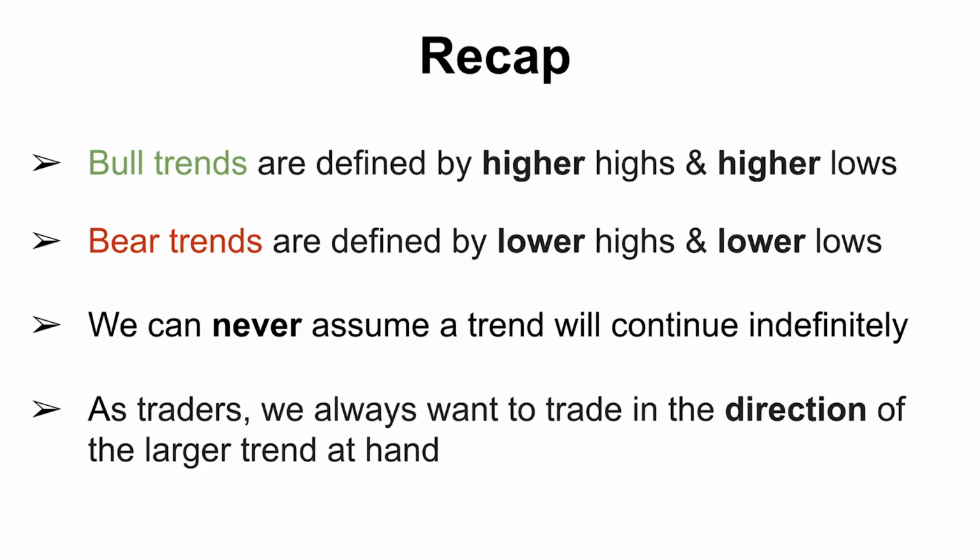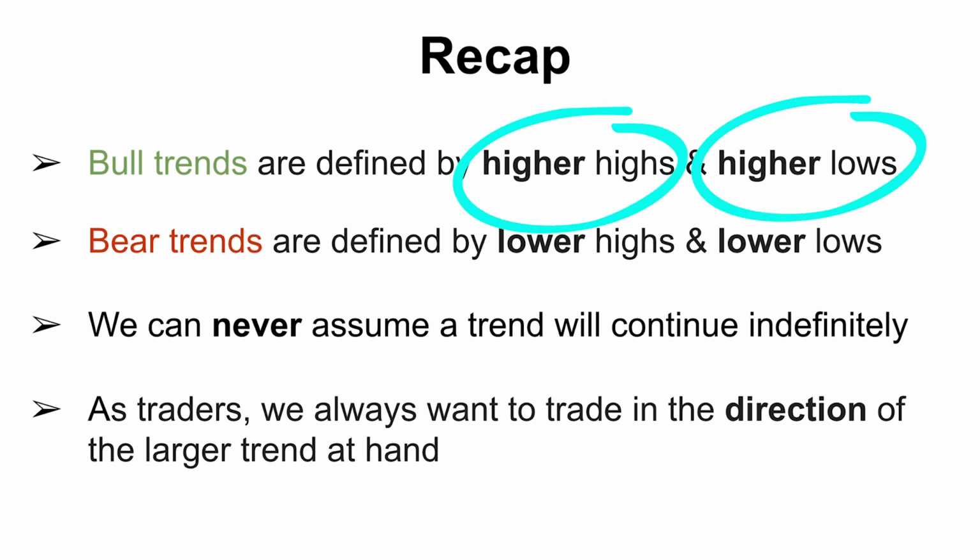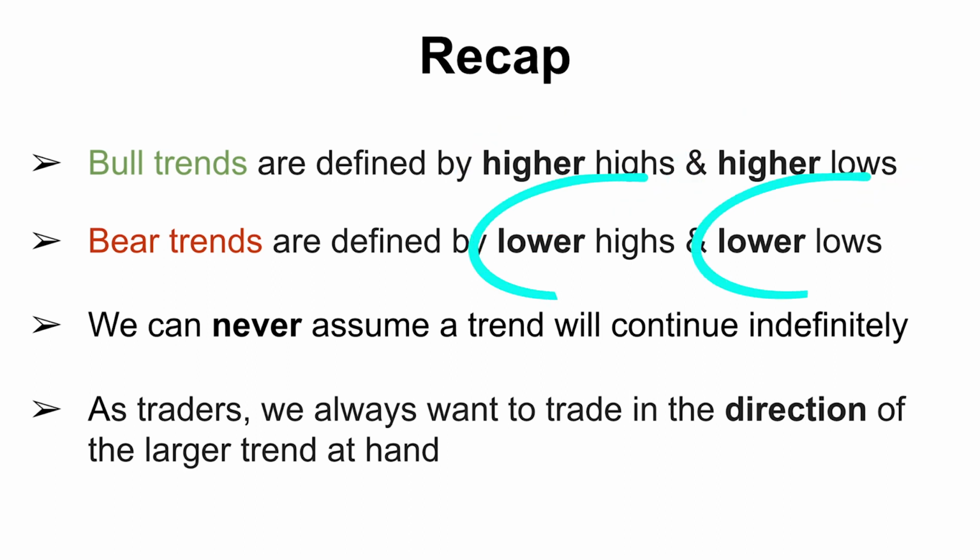Uptrends are defined by higher highs and higher lows, while downtrends are defined by lower highs and lower lows. If we don't see either of these distinguishing features, we can't assume we're in any kind of trend. Lastly, it's essential that we use our trend identification skills to analyze what type of market we're in in order to trade in the right direction. And since we just said that nothing lasts forever, we can never assume a trend is going to continue indefinitely. Assumptions are very costly when it comes to trading.